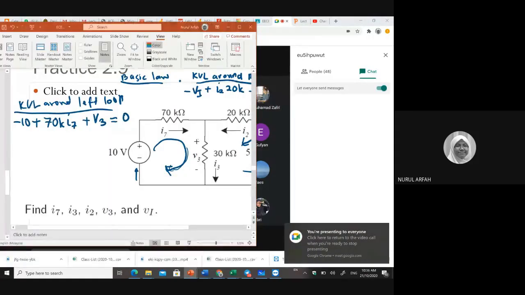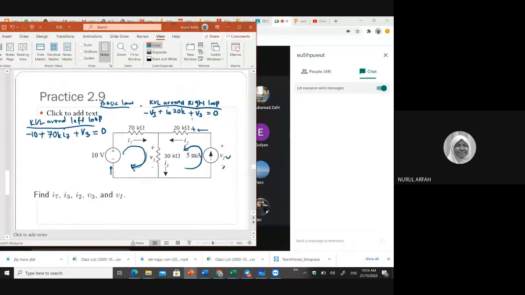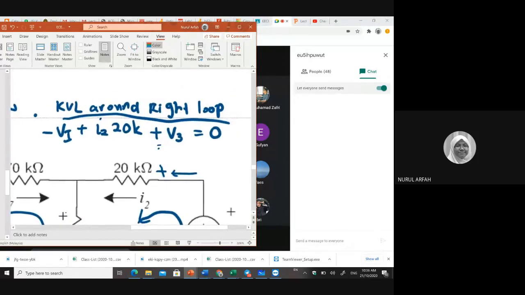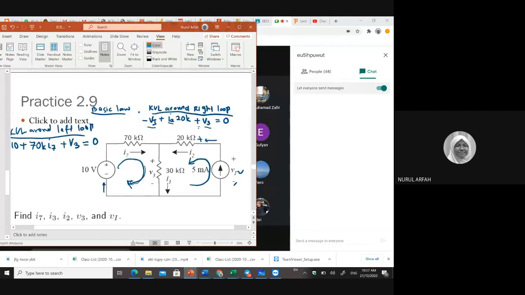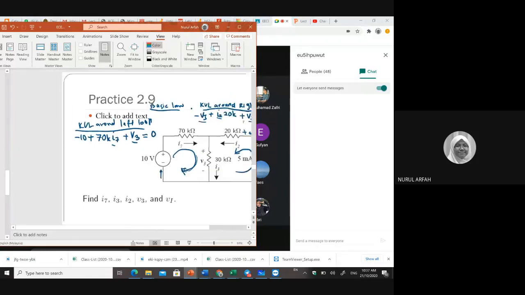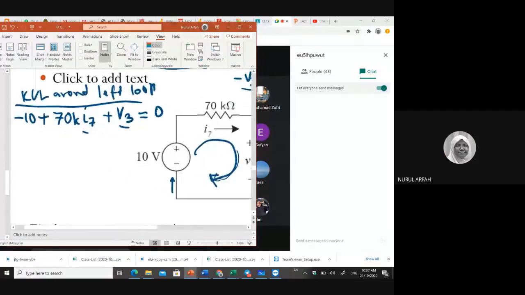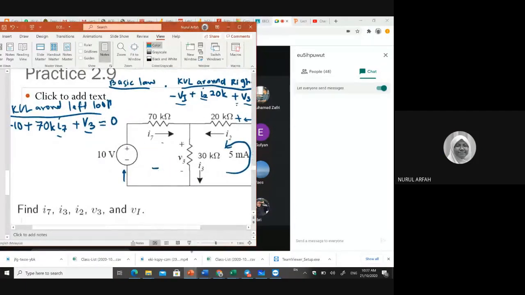Okay, good. Now how many unknowns do you have in both equations? Can you solve this? The first equation you have 3 unknowns, right? 1, 2, 3. The second equation you have 2. So obviously cannot solve yet. Then what other equation are you going to apply? KCL, madam. Yes, KCL. Where to apply KCL?